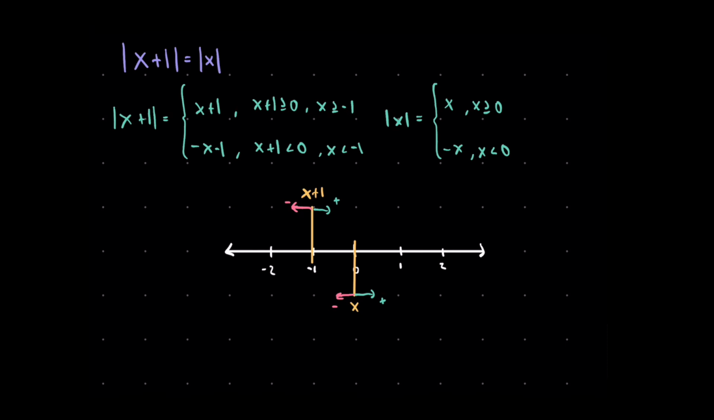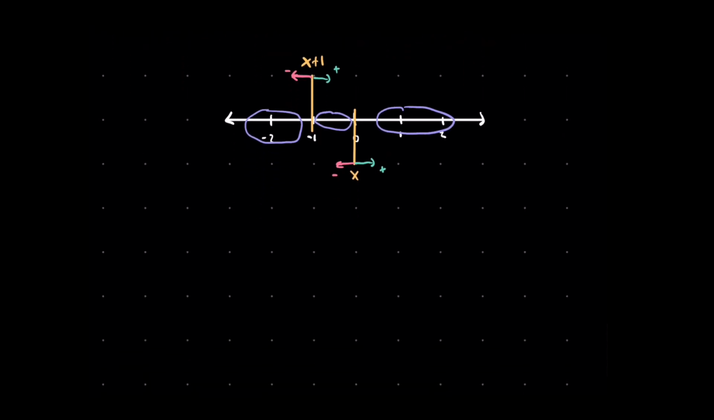We have some overlap. So if x is less than negative 1 in this sector here, both x plus 1 and x are negative. If it's in this small sector here in between negative 1 and 0, then x plus 1 is positive, but x is negative. And finally, if it's in the last sector here, in that case, both x plus 1 and x are going to be positive. Let me write down these three respective sets so we don't forget them.